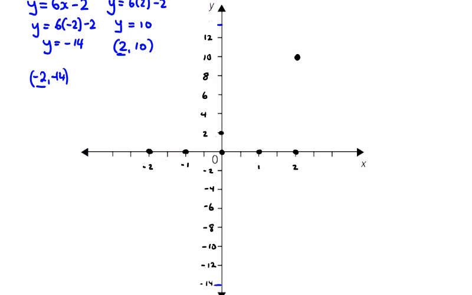I'm going to get the point in the middle too. When x is 0, what's y? You can see y is minus 2. So 0, minus 2 is the middle point, and then the end point is minus 2, minus 14. So with a ruler, put the ruler up against the three points, join them together, and you have your linear graph.